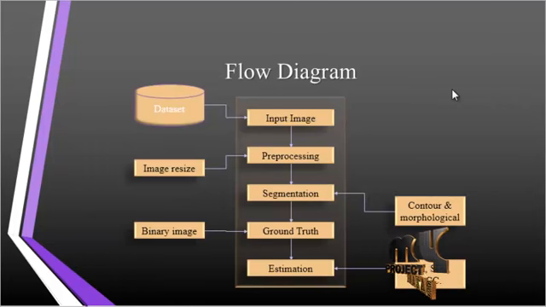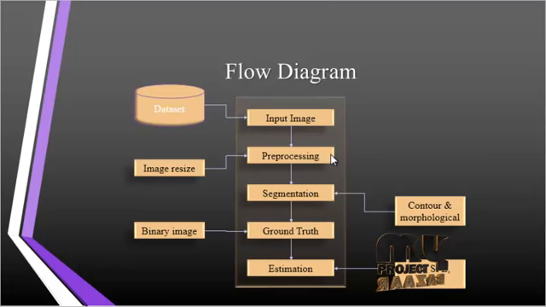Now we discuss the overall flow diagram for the process. This is the overall working flow. At first, the input image is taken from the dataset. After getting the input image, it undergoes the pre-processing step.